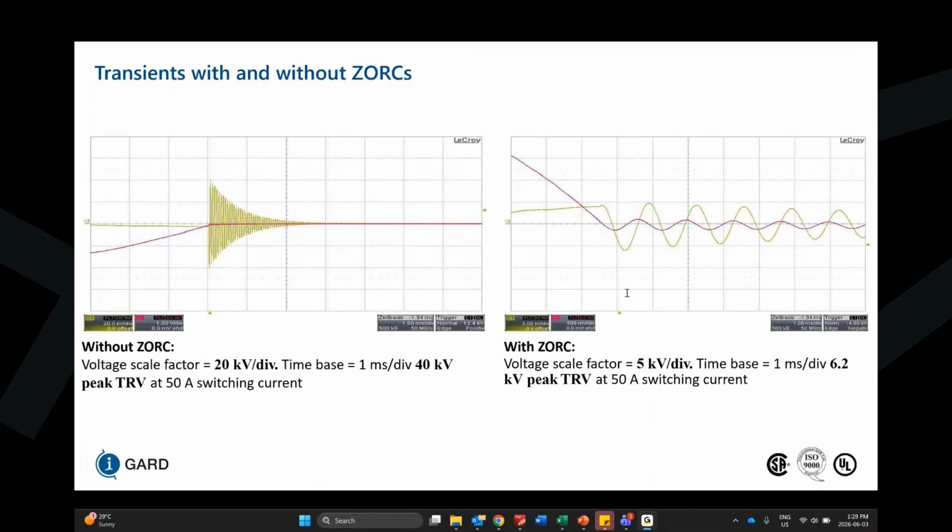Will a nearby lightning strike destroy a ZORC? I'm not sure on that either. I will have to probably get back to you on that one. I think lightning can do a lot of damage.